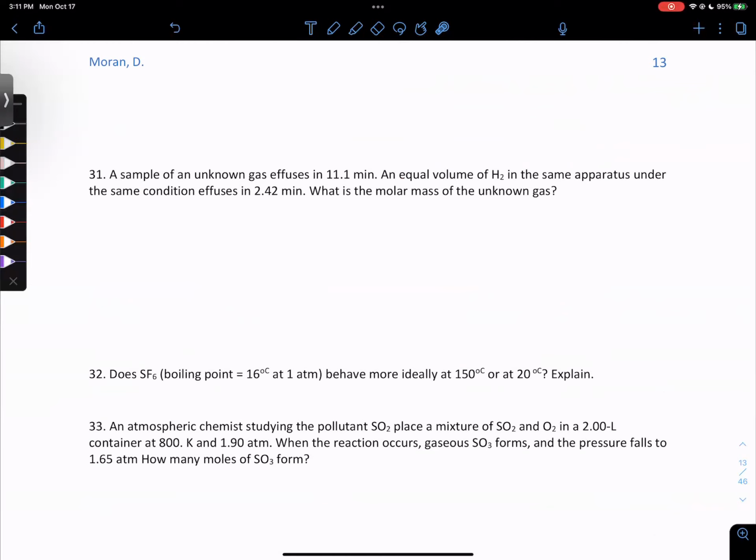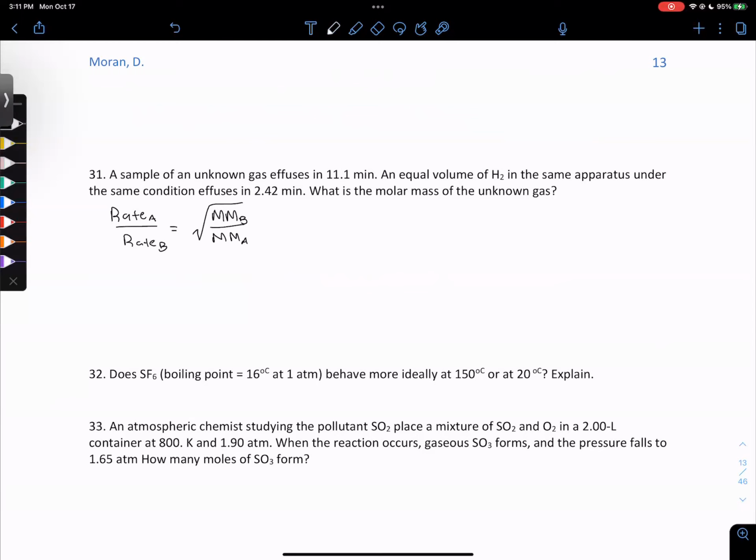Graham's law of effusion: rate A over rate B is equal to the square root of molar mass B over molar mass A. Okay. I'm actually doing the wrong problem. I meant to do 30, which is why I will go back to 30.